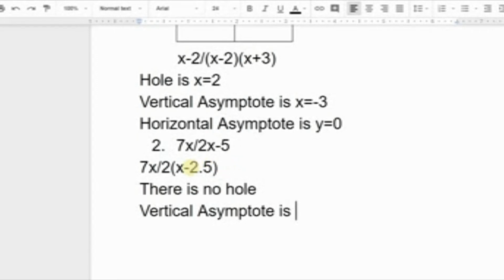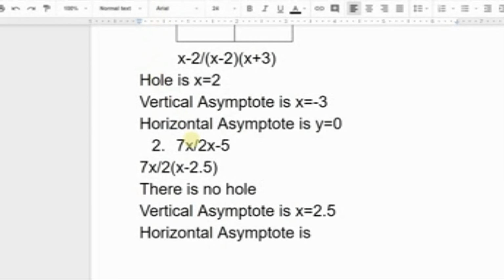Again, for this one, to find the vertical asymptote, you check the factor in the denominator. And since it is x minus 2.5, if you set that equal to 0, x equals 2.5.